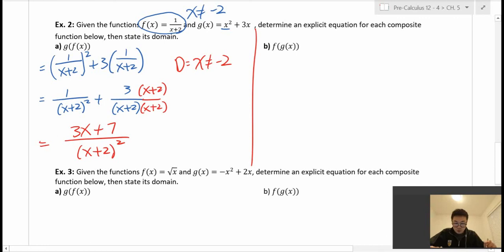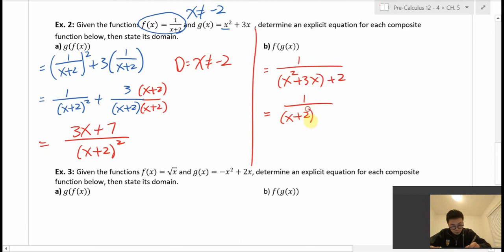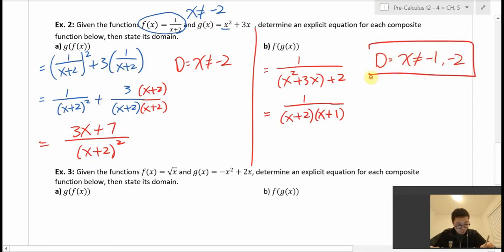F of g, so in this case, we're going to put the g function into f. So this is going to be 1 over, and wherever I see x, I'm going to put the g function instead, plus 2. So you can actually factor this. This is going to be (x plus 2) times (x plus 1). Okay, so then you can see the domain: x cannot equal -1 or -2. Because again, otherwise your denominator will be 0. We cannot divide by 0. So recall, we'll end up with vertical asymptotes on the graph.